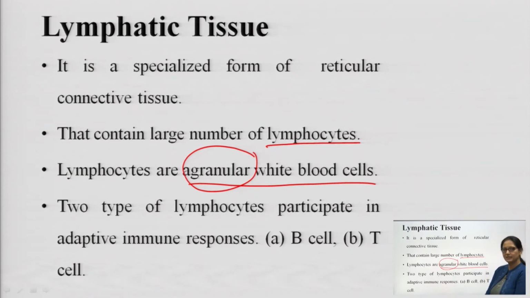B stands for bone marrow, since they are synthesized from the bone marrow, so they are called B lymphocyte cells. And T has some relation with the thymus gland, so we call them T lymphocytes. T stands for thymus. So this is about the lymphatic tissue.